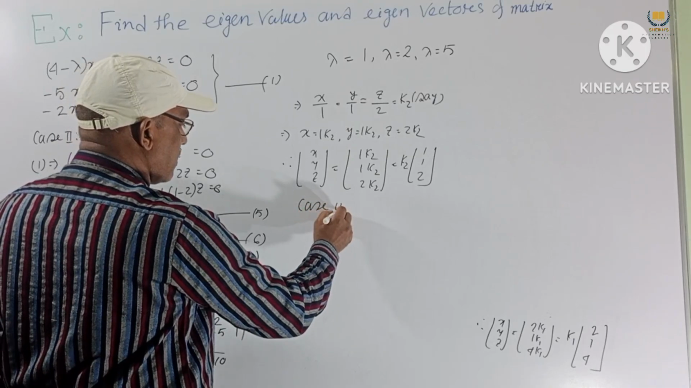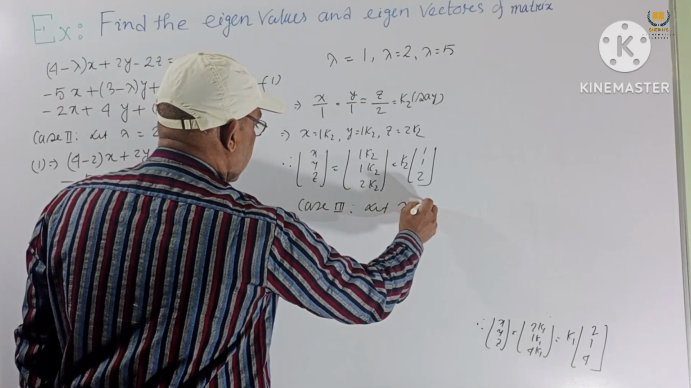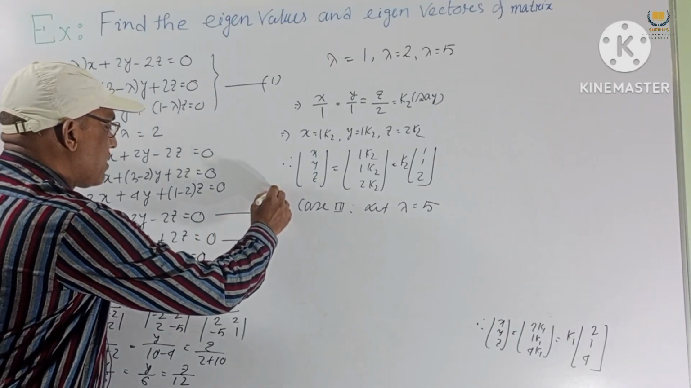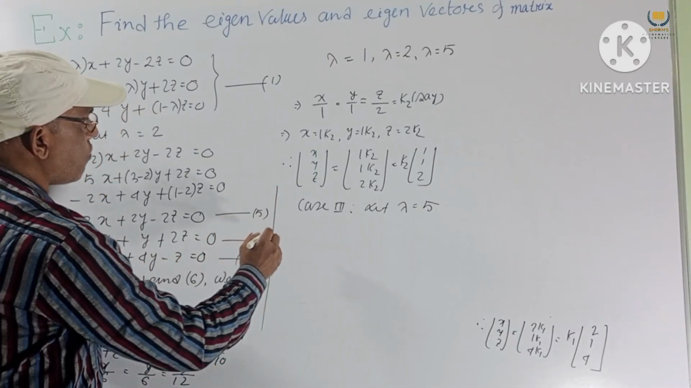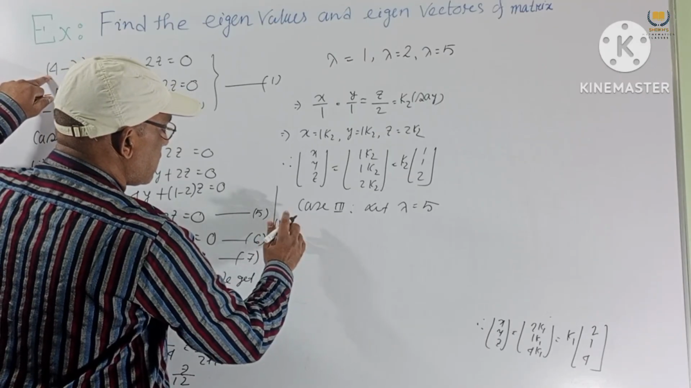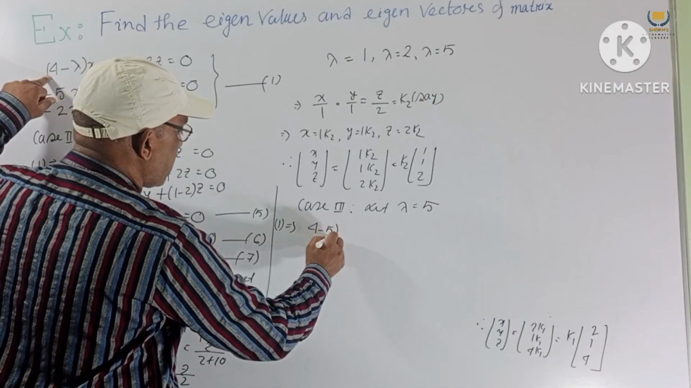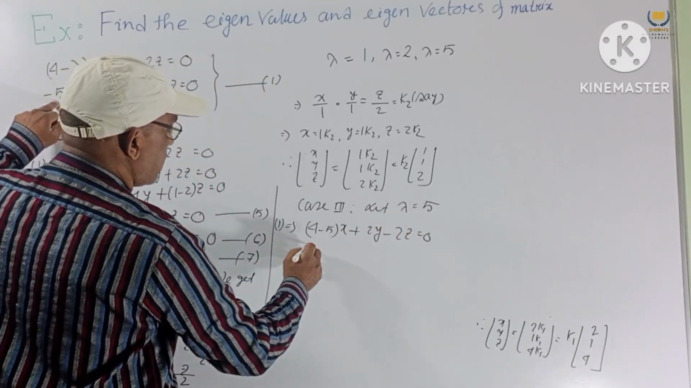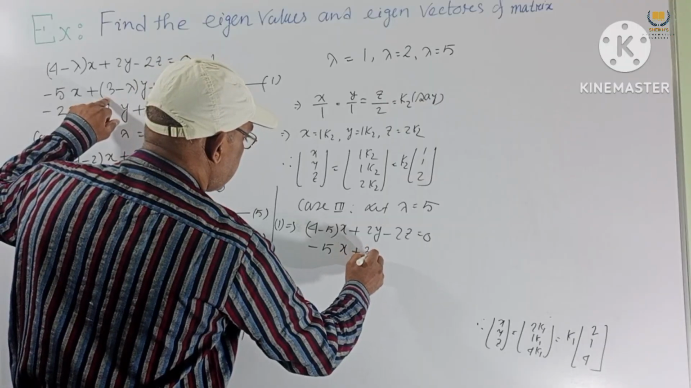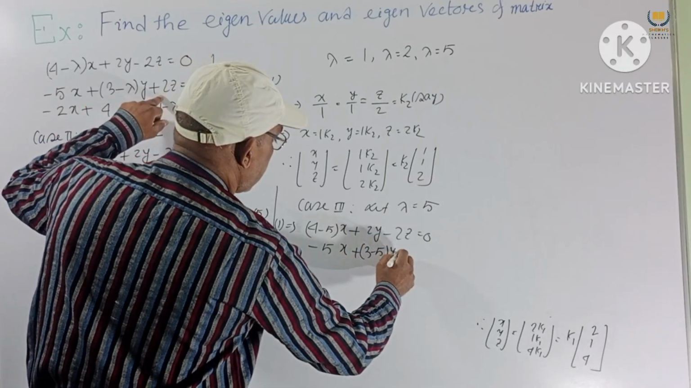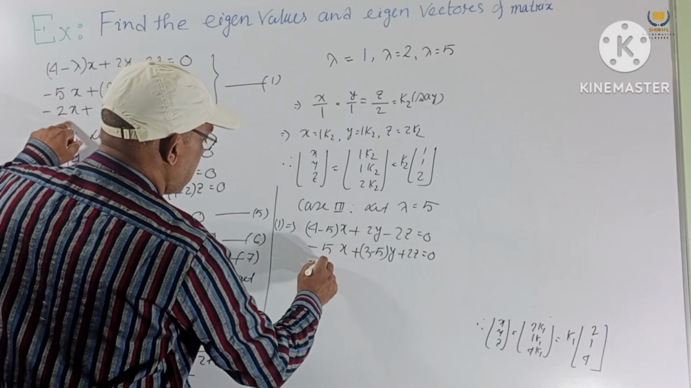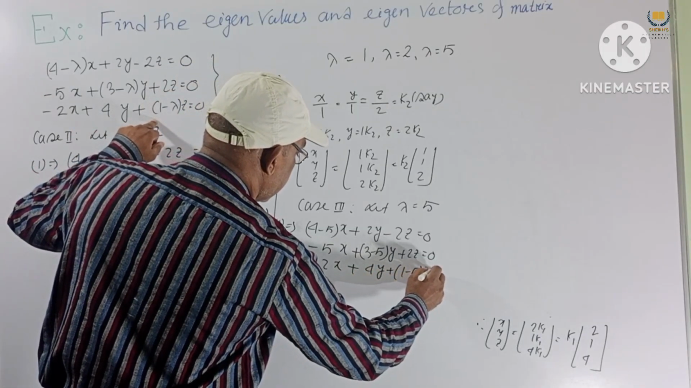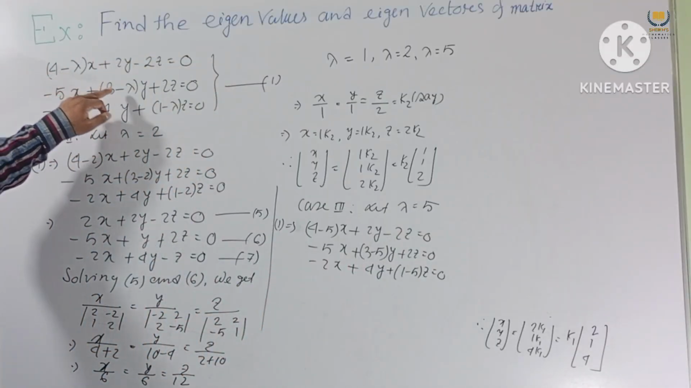In case 3, let lambda equal to 5. Putting lambda equal to 5 in equation number 1: (4 minus 5)x plus 2y minus 2z equal to 0, minus 5x plus (3 minus 5)y plus 2z equal to 0, minus 2x plus 4y plus (1 minus 5)z equal to 0. Just putting lambda equal to 5 here, here, and here.